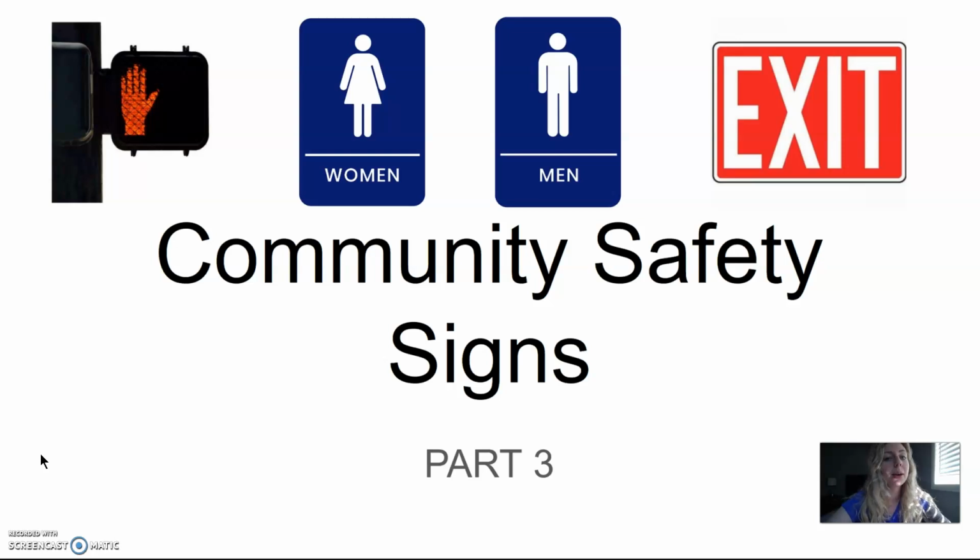We are going to be talking about 4 more signs. We are going to be talking about the do not walk sign. We are going to be talking about the women's and men's restroom signs. And we are going to be talking about exit signs.